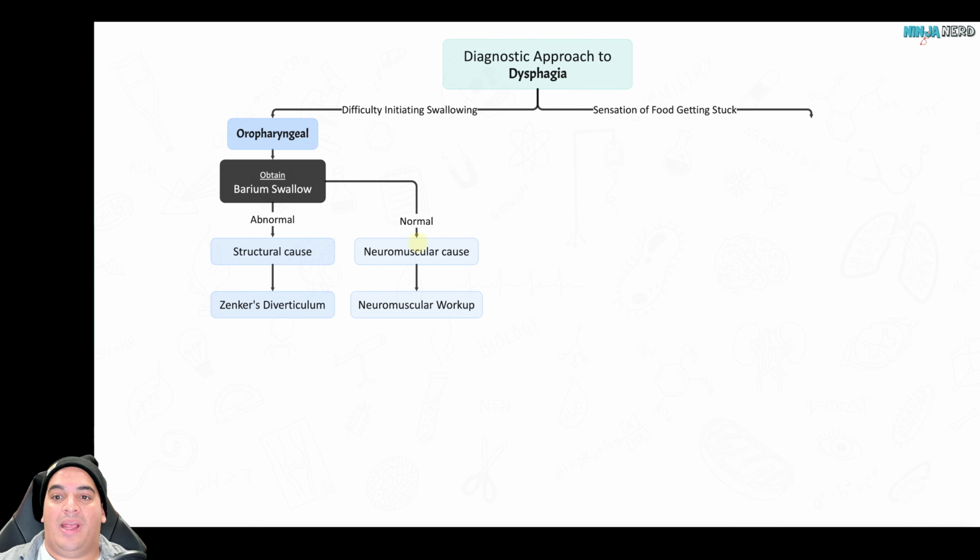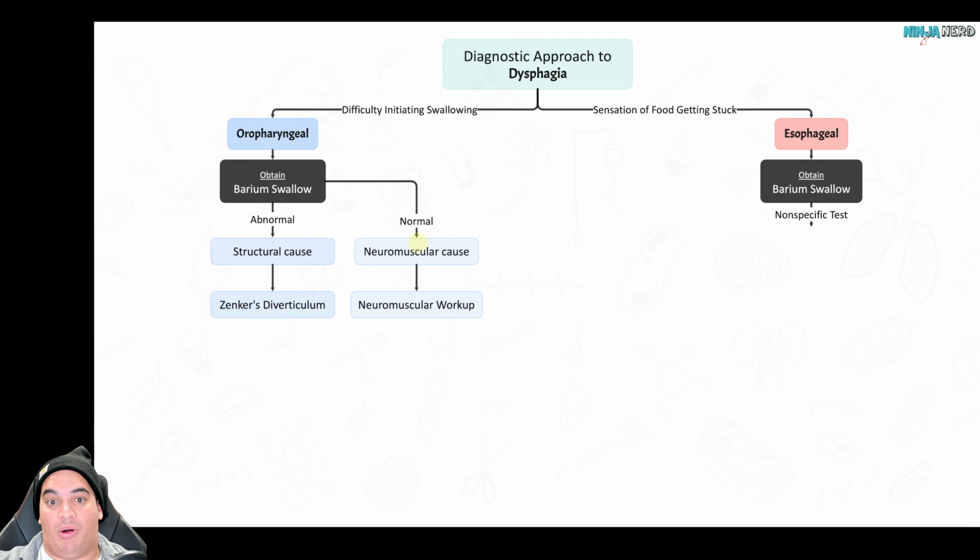The next one is if a patient has a sensation of food getting stuck. That really fits more of the gamut of esophageal dysphagia. Again, it's not a bad thing to obtain a barium swallow. I just think it's important to remember that it's not going to be very specific. It may help you to see that there's a narrowing of parts of the esophagus, which could tell you, hey, there's probably some type of structural cause, but it won't tell you the exact type of structural cause. And I think that's important to remember. So after that, we're still left saying it still could be a structural or neuromuscular cause.